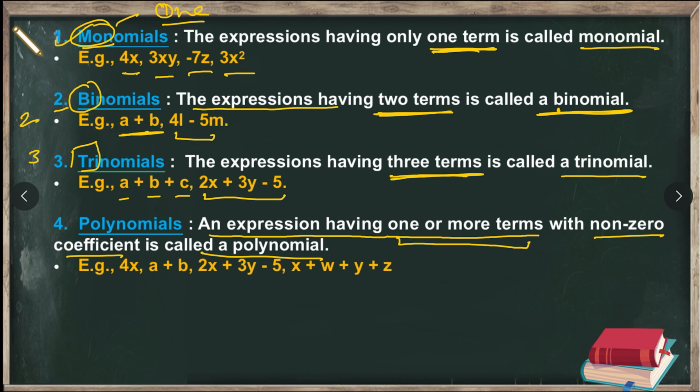So a monomial is also a polynomial, a binomial is also a polynomial, a trinomial is also a polynomial, and any expression which has more than three terms, that is 4, 5, 7, 8 or 1000, whatever it is, will be commonly called a polynomial. So an expression with one term, two terms, three terms, four terms and so on, all of them are generally called polynomials.